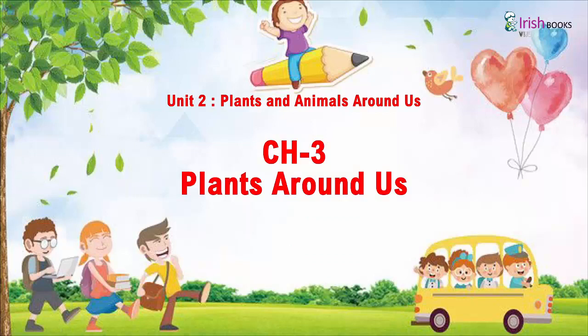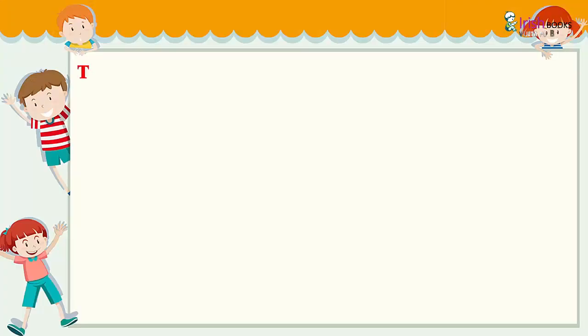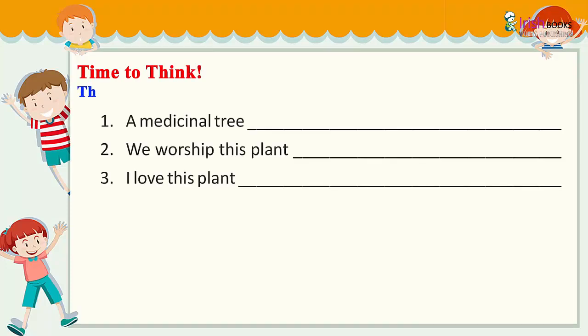Unit 2, Plants and Animals Around Us. Chapter 3, Plants Around Us. Time to think. Think and answer. A medicinal tree. We worship this plant. I love this plant.